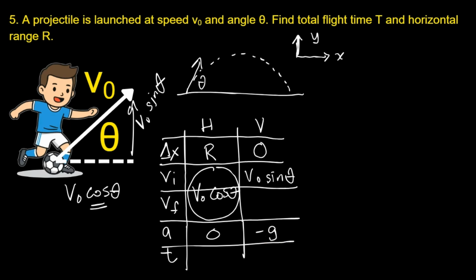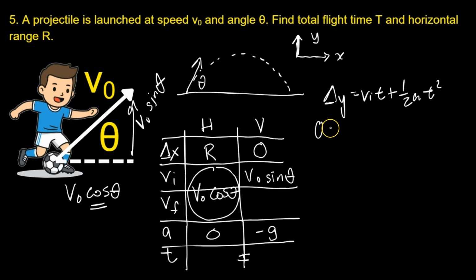With projectile problems, whether it's horizontally launched or launched at an angle, oftentimes the key to solving it is to find the time, because the time for the horizontal is equal to the time for the vertical motion. I'm going to use delta y equal to v_i t plus 1/2 a t squared to solve for the time. And I'm going to use that because I have all the variables that I'm looking for.